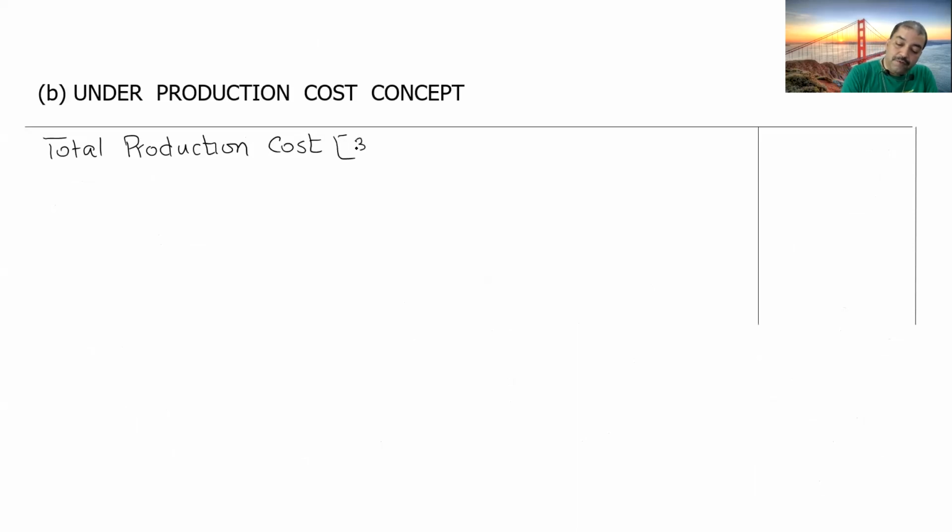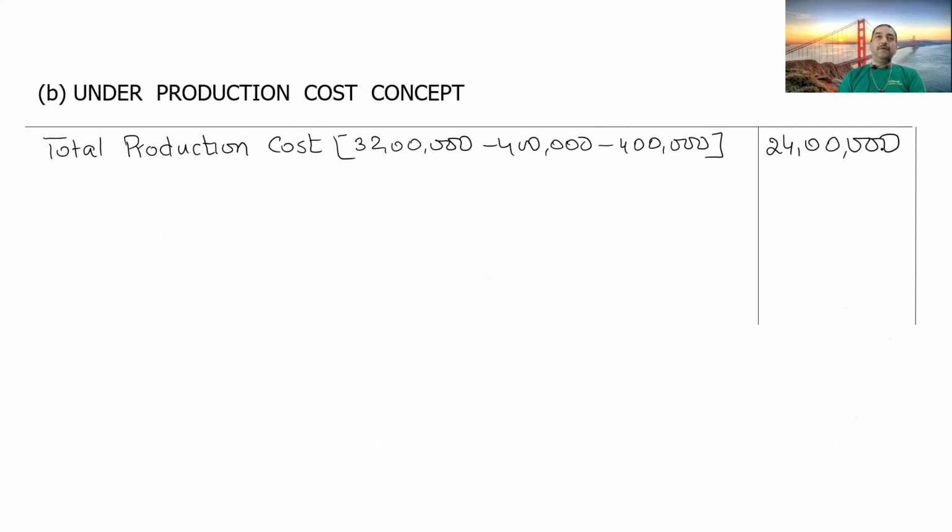So 32 lakhs minus 4 lakhs minus 4 lakhs. 32 minus 8, 24 lakhs.